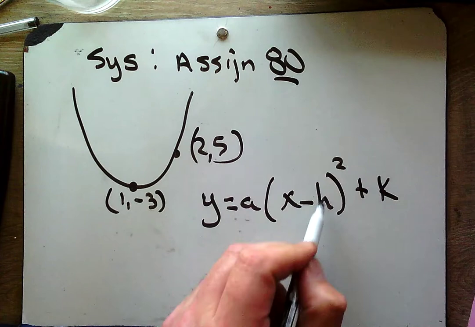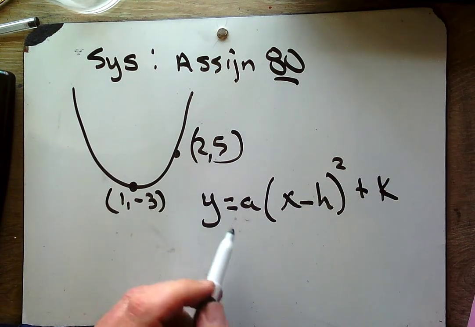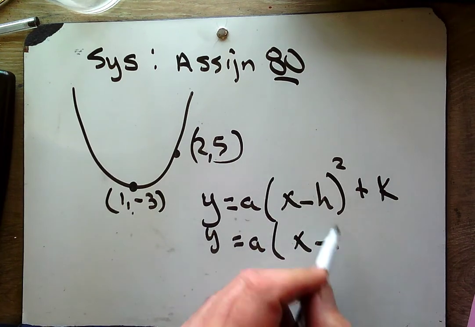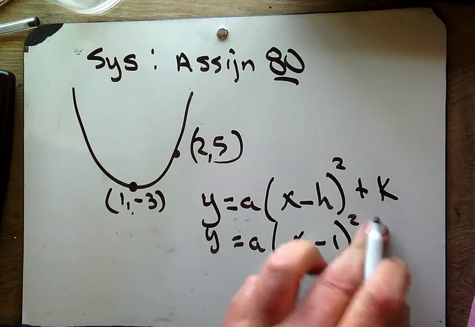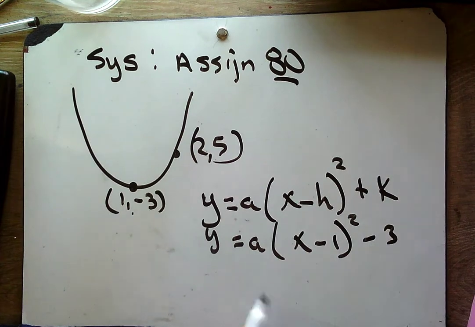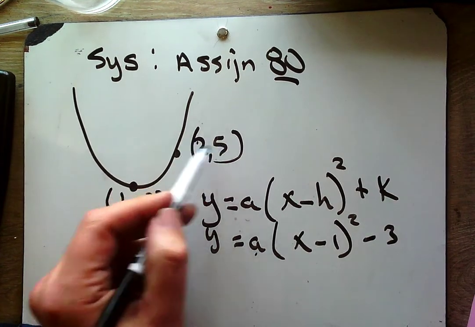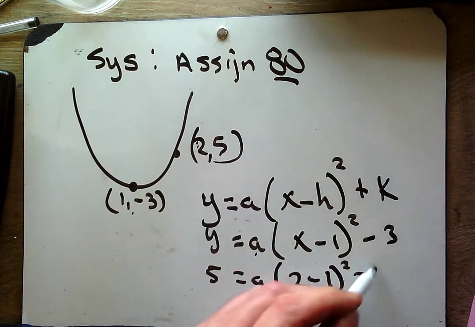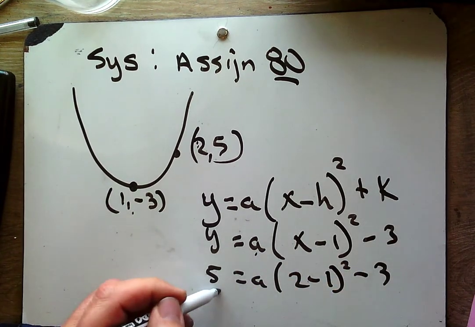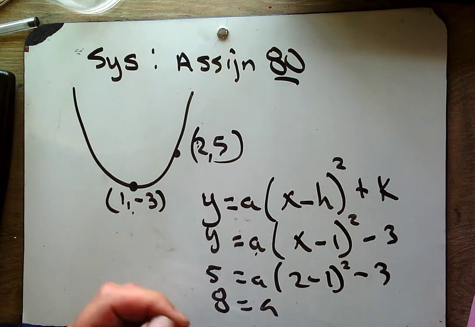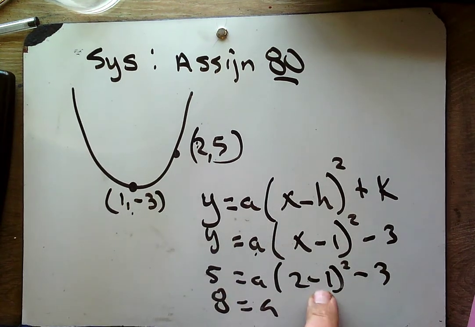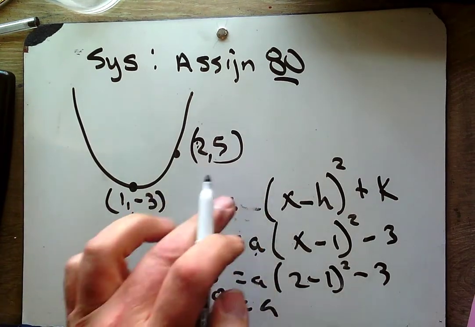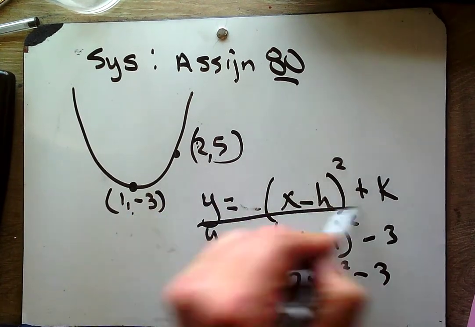And don't forget that squaring, which many students do. Plug in the vertex, y equals a times x minus 1 squared plus a negative 3, so minus 3. And then to find this a value, we plug this in. 5 equals a times 2 minus 1 squared minus 3. And so that's 8 equals a, right? Because 2 minus 1 is 1, 1 squared is 1, 1 times a. Add 3, I get 8. And so my equation then can be this.